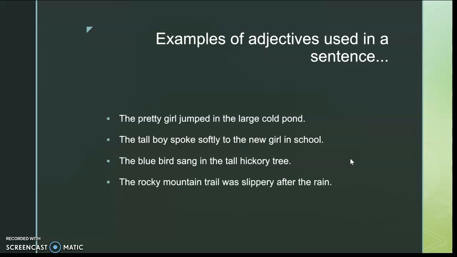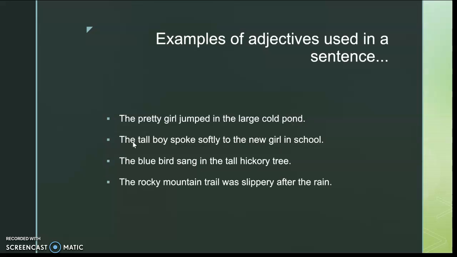Okay, here's some examples of an adjective. Again, our adjectives describe our person, place, or thing in a sentence. So our first sentence, the pretty girl jumped in the large cold pond. What word is describing our girl? Pretty. All right? Our next subject in the sentence is pond. What word or words are describing the pond? It's large and it's cold. If you notice, there's two descriptors here, not just one. They both can help our thing in the PPT model because it's our pond.